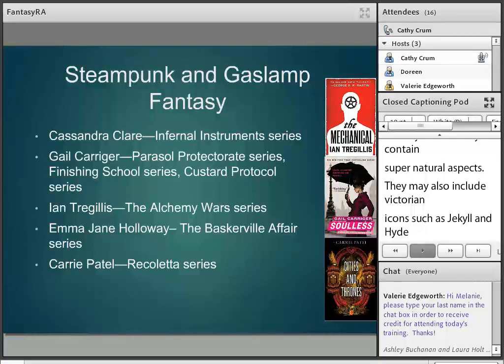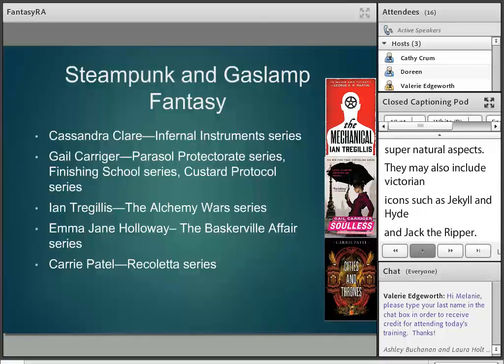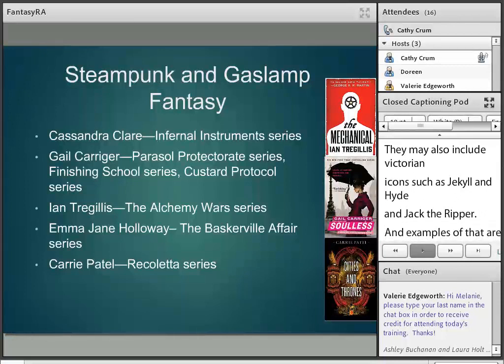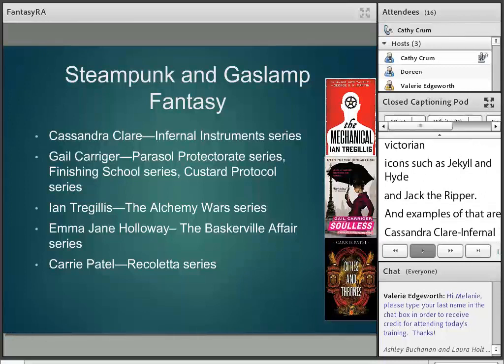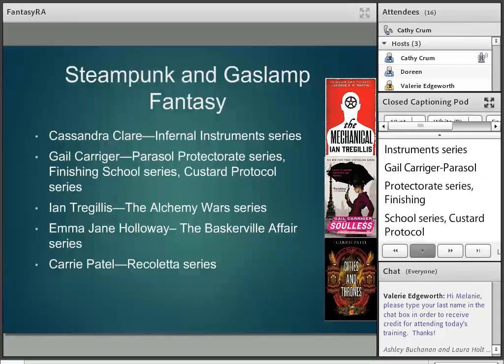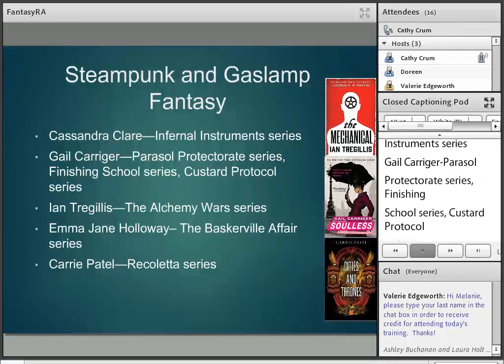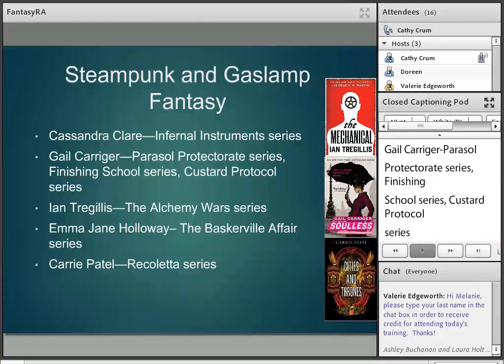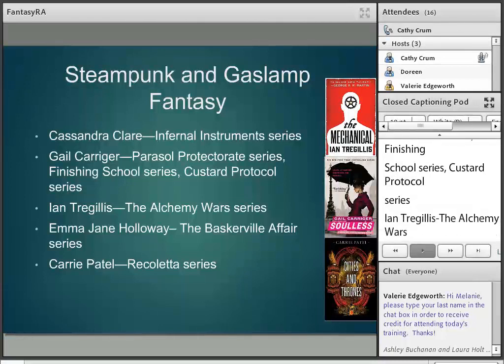Examples of steampunk include Cassandra Clare's Infernal Devices, which is a prequel to her Mortal Instruments series. Gail Carriger has several examples, such as her Parasol Protectorate and Custard Protocol series, and her young adult series, Finishing School. In Ian Tregillis's Alchemy War series, you've got mechanical beings and alchemy happening at the same time.